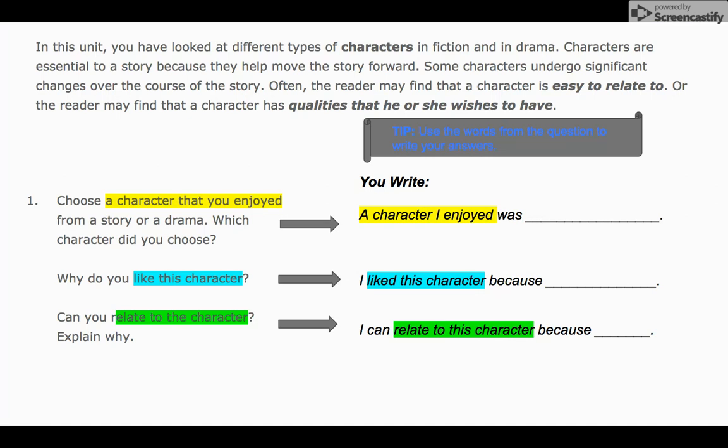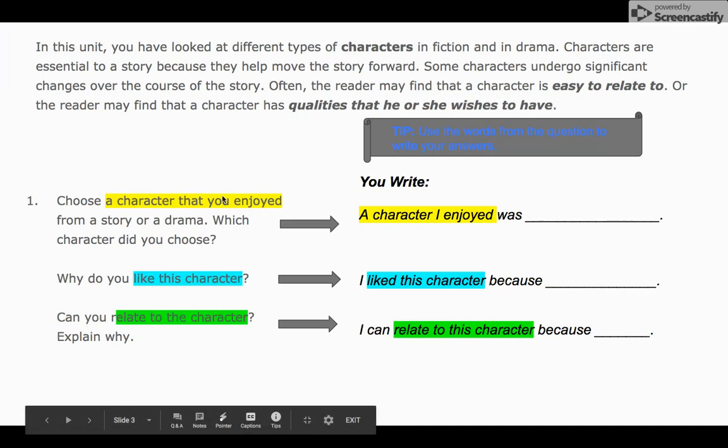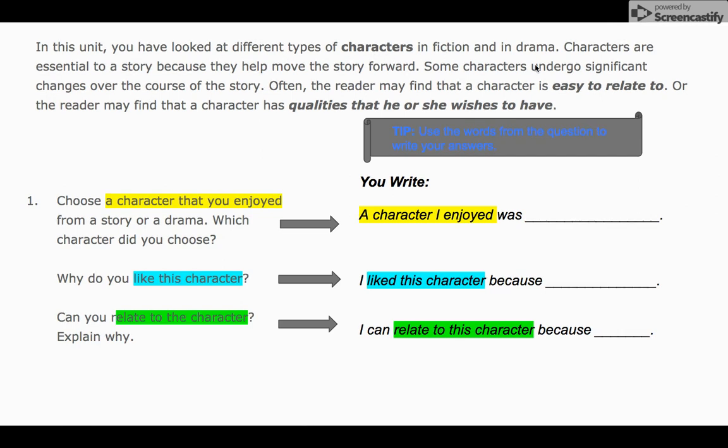And here are the questions. So it starts off by saying, in this unit, you've looked at different types of characters in fiction and in drama. Characters are essential to the story because they help move the story forward. Some characters undergo significant changes over the course of the story. Often the reader may find that a character is easy to relate to, or the reader may find that a character has qualities that he or she wishes to have.